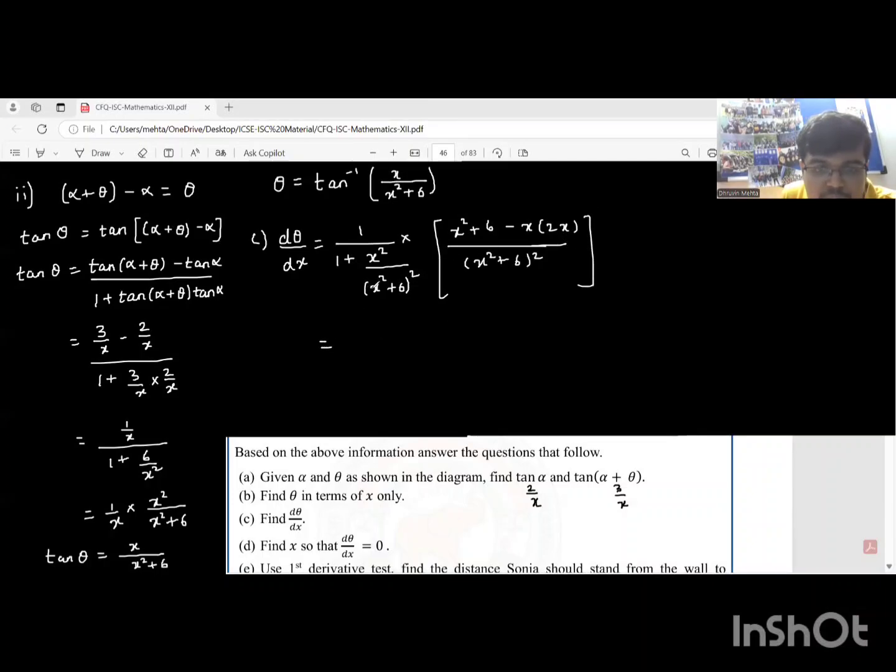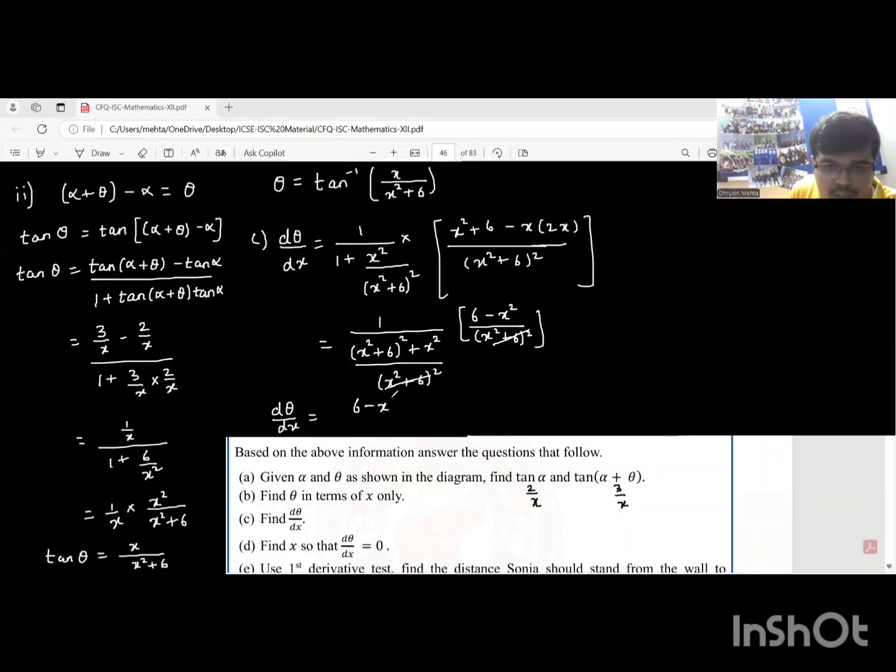You simplify this with LCM. So over here, it is going to be 1 upon x square plus 6, the whole square, plus x square upon x square plus 6, the whole square, into, you open the brackets here, this is 6 minus x square upon x square plus 6, the whole square. This x square plus 6, the whole square is getting cancelled. So the final d theta by dx is equal to 6 minus x square upon x square plus 6, the whole square, plus x square. This is the final d theta by dx.